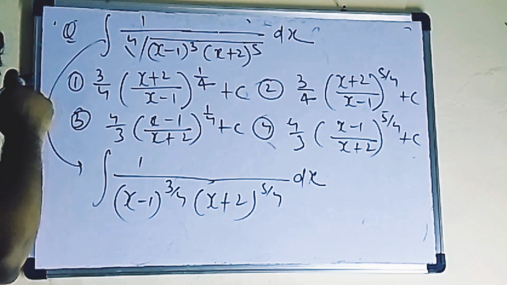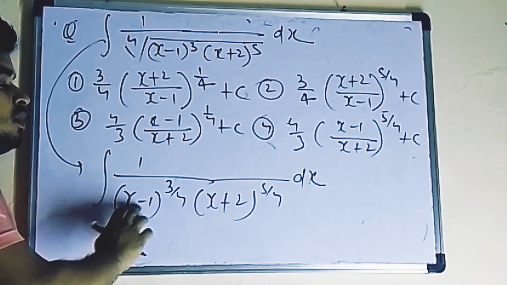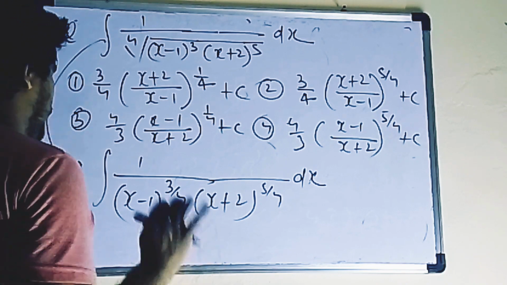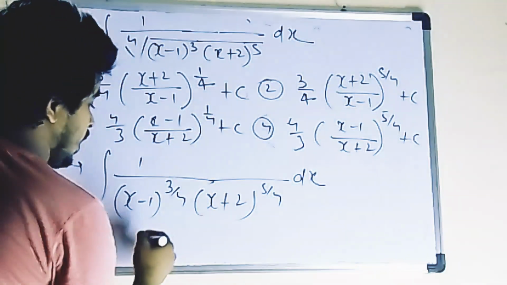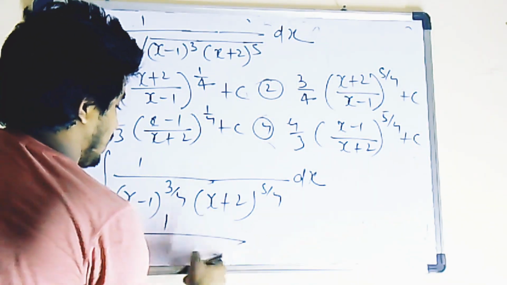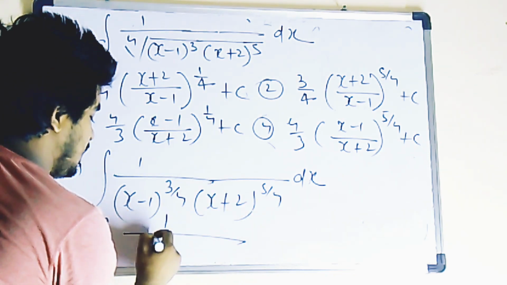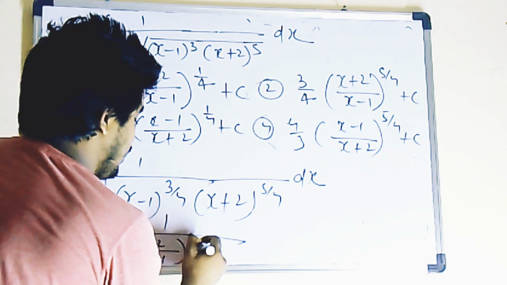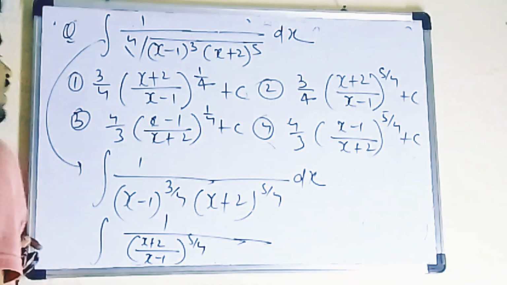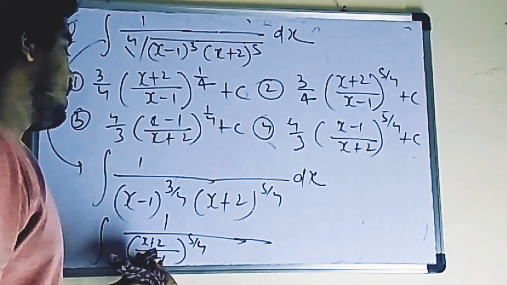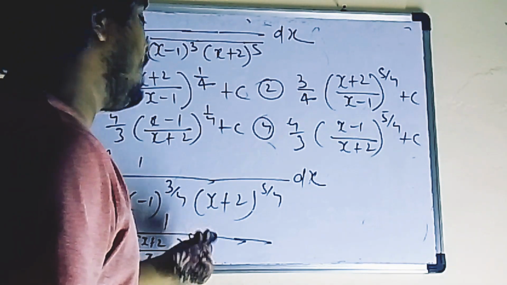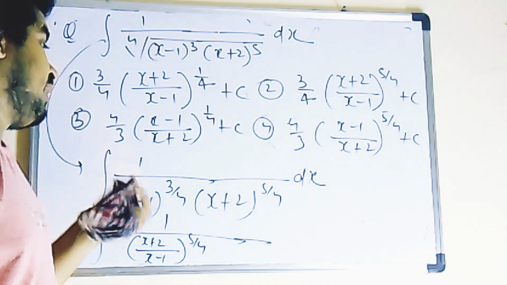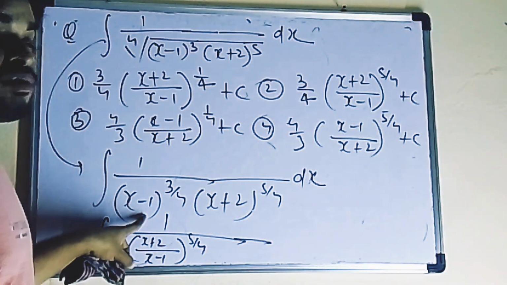Now do one thing: divide by x minus 1 here. Why? Wait and watch. I am taking this term here, so (x plus 2) divided by (x minus 1) to the power 5 by 4 totally. It means I have divided by the term (x minus 1) to the 5 by 4, but in reality I have (x minus 1) to the 3 by 4.